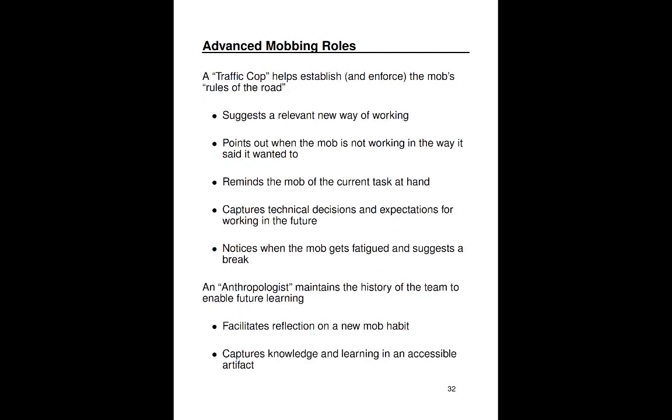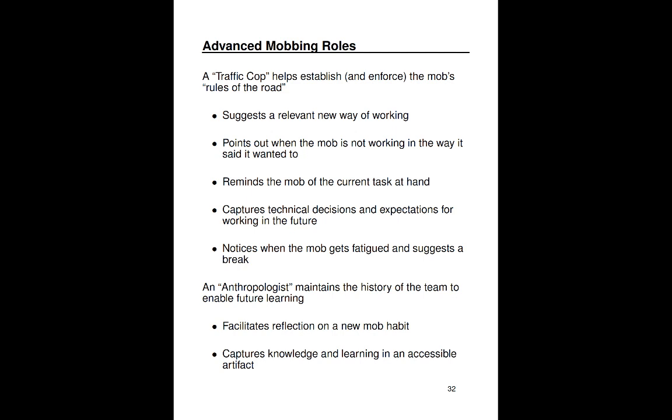The traffic cop role helps establish and enforce the rules of the road. And these rules of the road apply to how the mob works amongst itself. So the traffic cop might suggest a new and relevant way of doing their work. The traffic cop also points out when the mob isn't following its own agreements. The traffic cop can help the mob remind itself of what task it's currently focusing on and why it's important. And the traffic cop can also make note of the decisions and expectations that the team wants to set for the future. And finally, a traffic cop, just like anybody, can keep an eye on the overall energy of the mob and when it gets fatigued or needs a break and suggest that they take one.